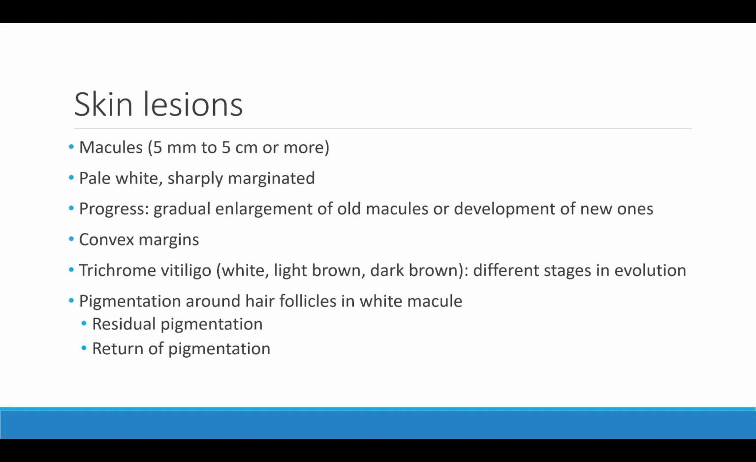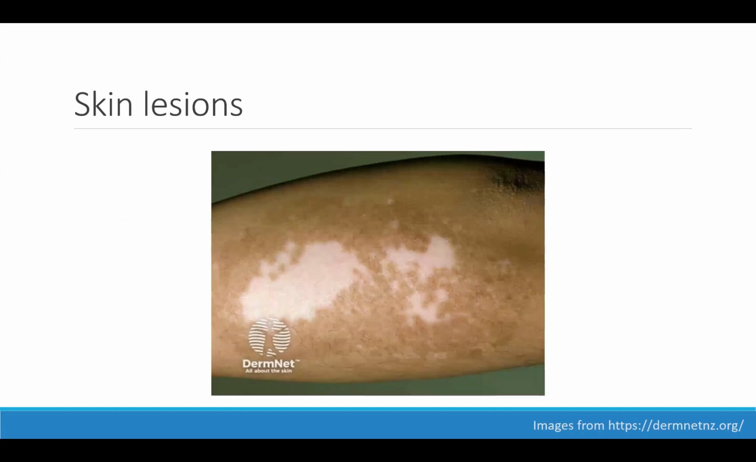Pigmentation around the hair follicles can be seen in the white macules. It is either due to residual pigmentation or return of pigmentation. This is a picture of a patient with vitiligo.